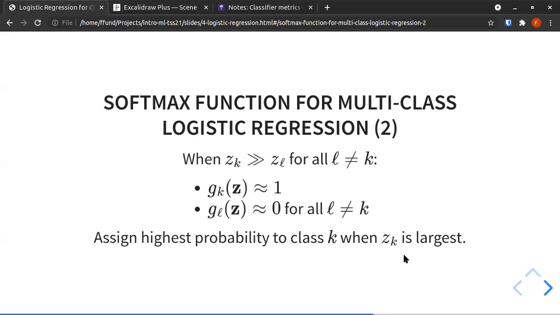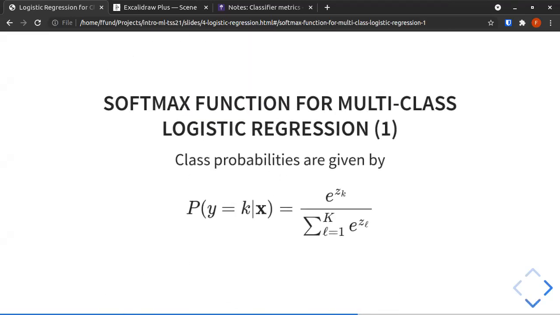And in general, you assign the highest probability to class k when the z sub k for that class is largest. So then it's easy to, let's say, set the class value just according to which g sub k has the largest probability. Or in other words, you get a vector of probabilities, one for each class, and you can say, okay, the class label is going to be the most probable class.